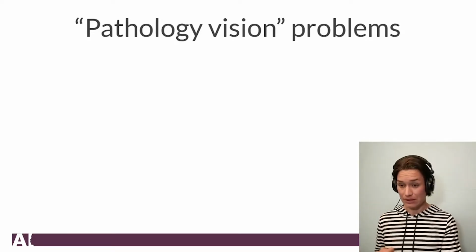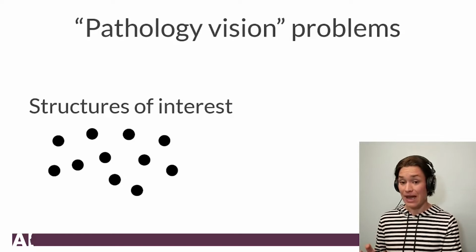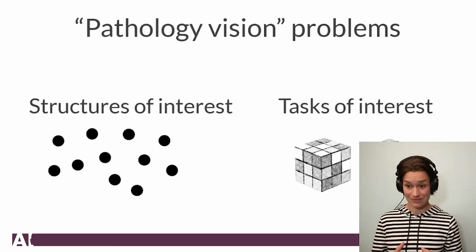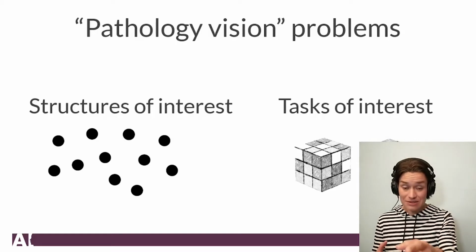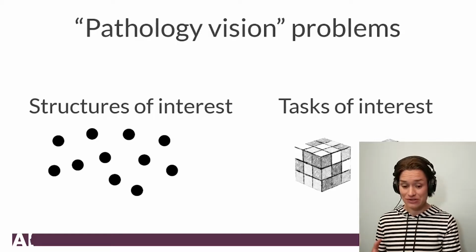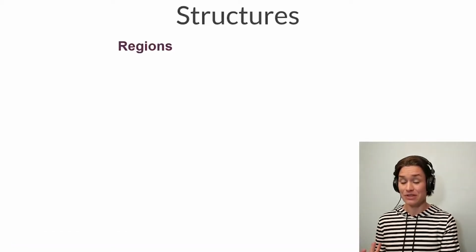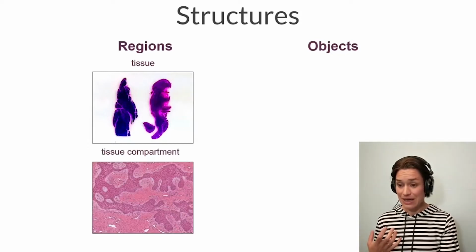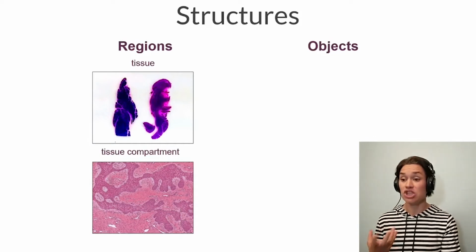So what do we want to do with our samples, our images, from the image analysis point of view? When we look at our images, basically, we have either structures of interest or tasks of interest. The task of interest is, what do we want to do with those structures of interest? And structures of interest can be regions or objects. For us, regions are going to be tissue. In veterinary medicine, it is very common to have multiple tissues on the same slides. And we can also have tissue compartments.